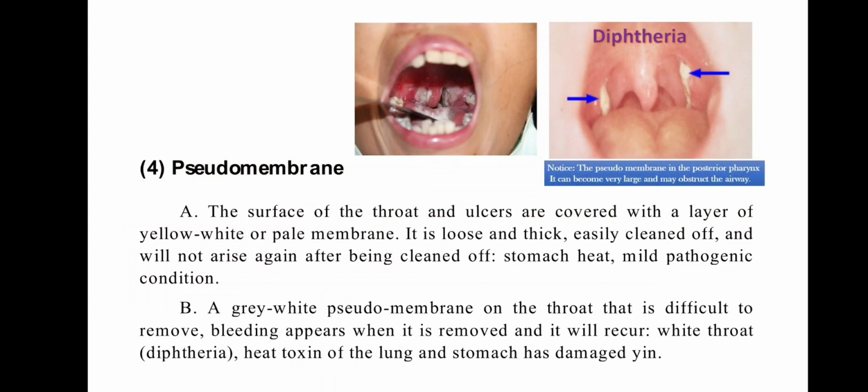Pseudomembrane. If the surface of the throat and ulcers are covered with a layer of yellow, white, or pale membrane, and it is loose and thick, easily cleaned off, and will not arise again after being cleaned off, that's stomach heat with mild pathogenic condition.